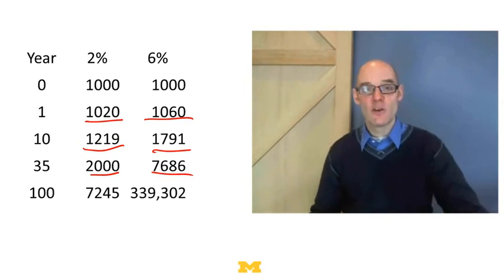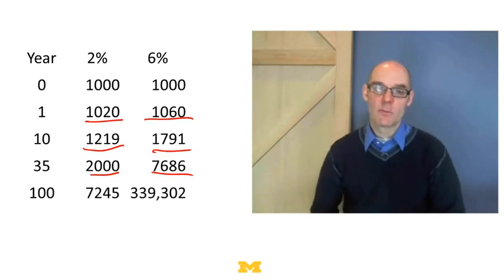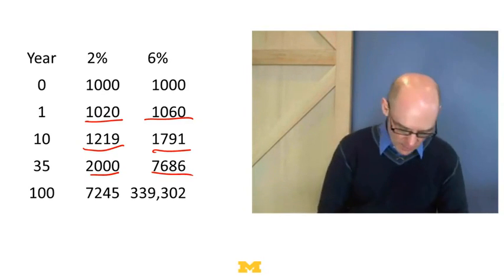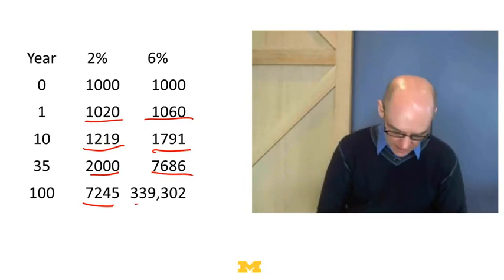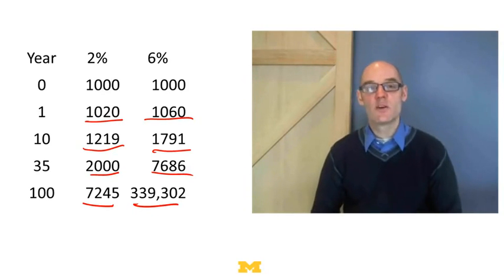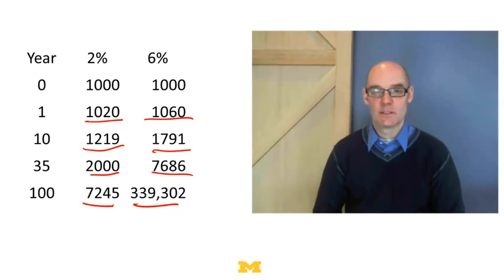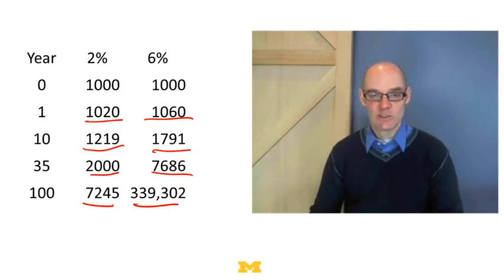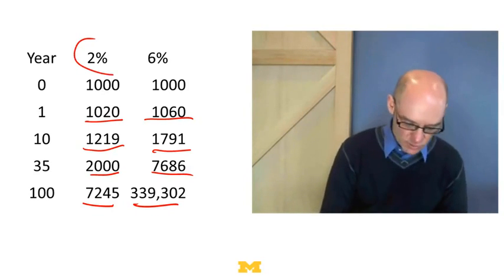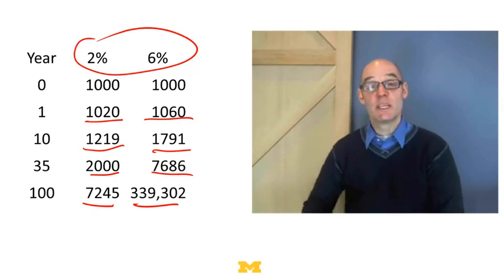Let's suppose I go ahead 100 years, move ahead a century. One country plugs along at 2% growth. The other country plugs along at 6% growth. The first country's now making $7,000 per person. The second country, people are making $339,000 per person. So that's like 45 times as much. So in a 100-year period, this 2% versus 6% difference just becomes enormous.